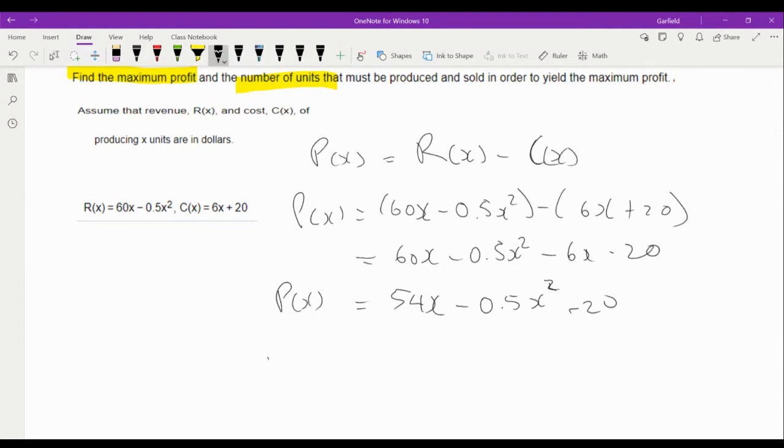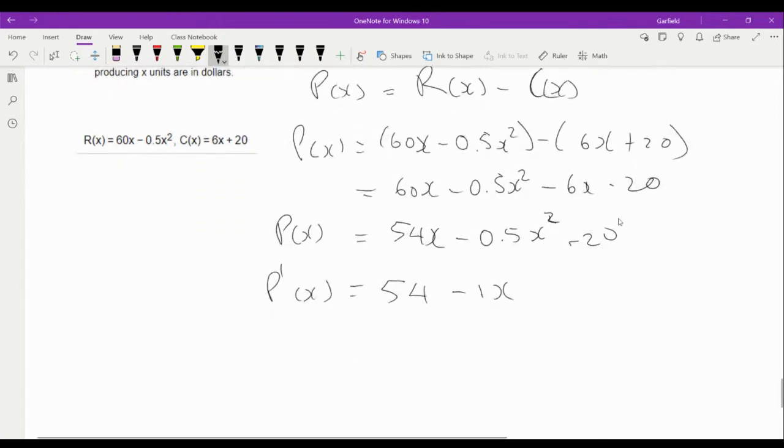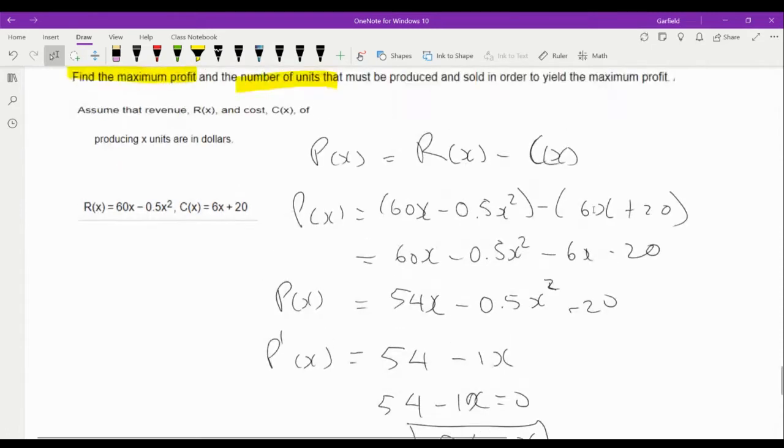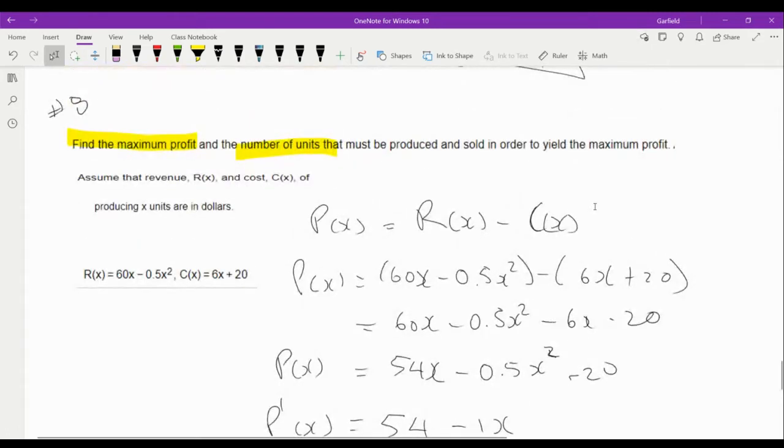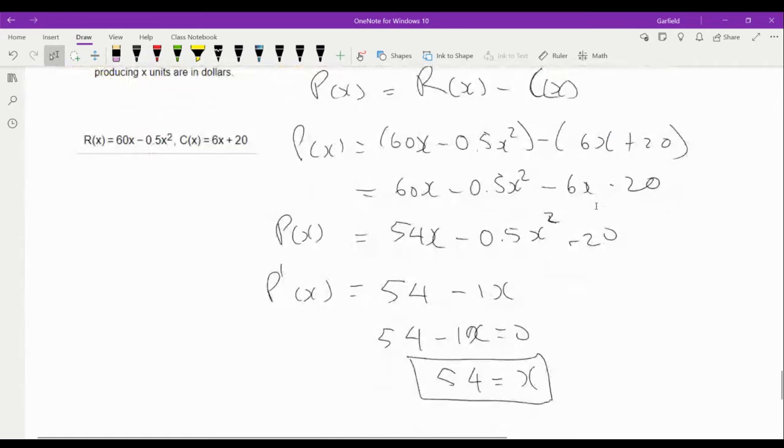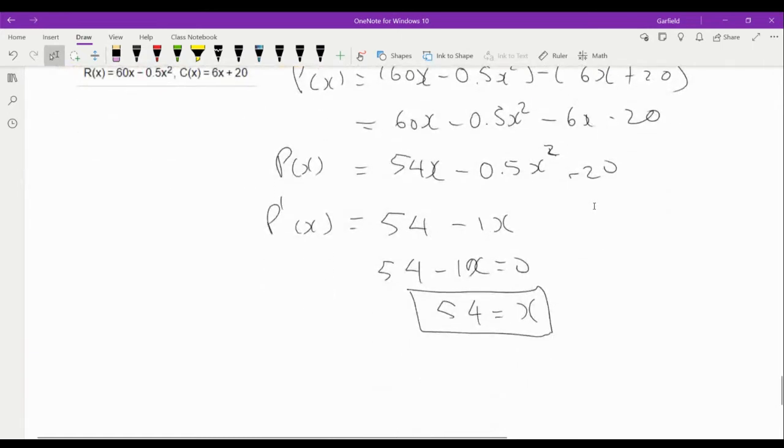We're trying to find maximum profit, so we're going to take the derivative. So that will be 54 minus 1x. So we have 54 minus 1x is equal to 0. So 54 is equal to x. Yeah, so you figured out we combined the 60 and the 6 to give us 54. All right, so x is equal to 54. So that's the number of units that must be produced and sold in order to produce the maximum profit. So that was the number of units.